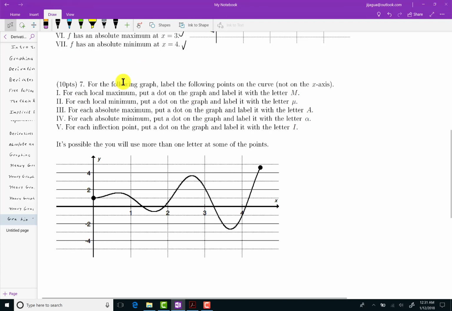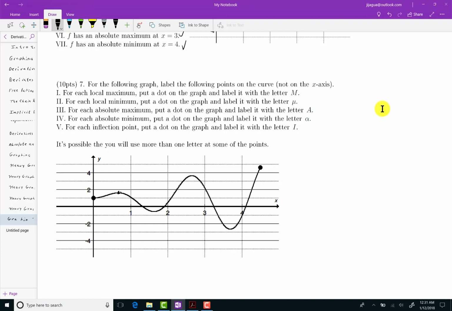Now here's a type of graph that asks you to see if you can understand local maxes and mins plus points of inflection, things like that, by looking at a graph first. So here are the rules that I've set down. I've given you a graph. For each local maximum, put a dot on the graph and label it with a capital M. So that's what I'll do now.